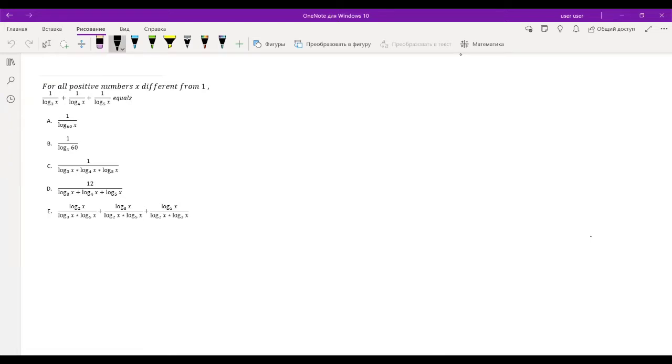And in today's session we are going to be covering one of the questions from the just concluded Senior Maths Olympiad second round in Nigeria, problem 13. And the question is written: for all positive numbers x different from 1, find the value of this expression.